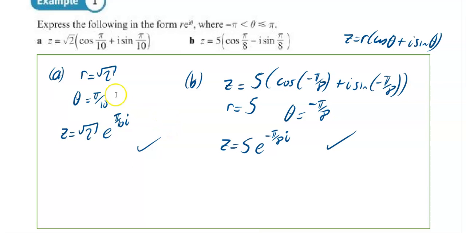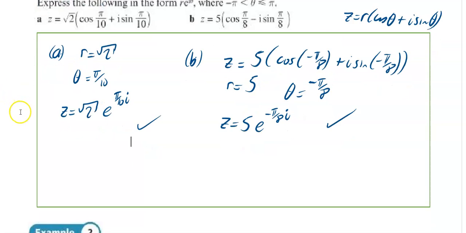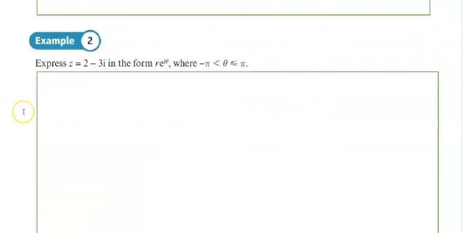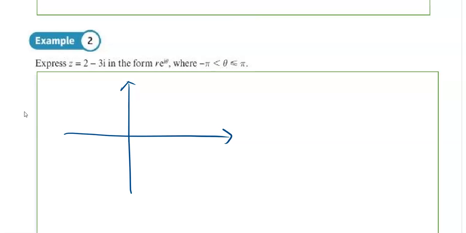Okay, that's all well and good. These were already in modulus argument form, so ridiculously easy to change to your exponential form. A wee bit trickier whenever it's not, but it's basically the same as a question like in your AS1 module, when the question said write this in modulus argument form. So this example: we've got z is equal to 2 minus 3i. We've got to get it in the form r times e to the i theta.